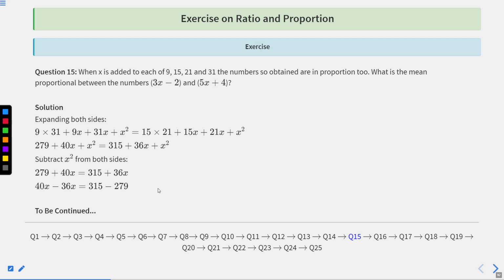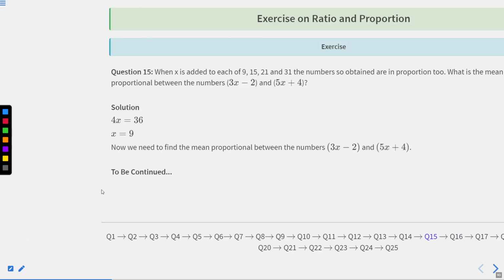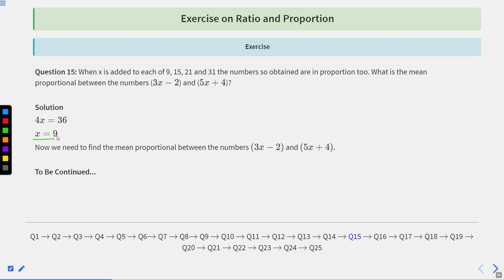So when you expand these terms, you will get 279 plus 48x plus x square equal to 315 plus 36x plus x square. And when x square gets cancelled, you will get 279 plus 40x equal to 315 plus 36x. So when you simplify, you will get x equal to 9.